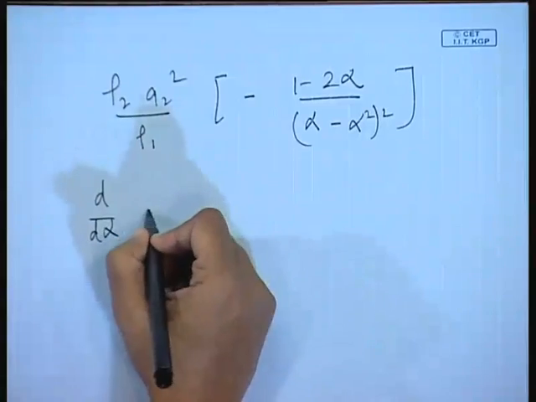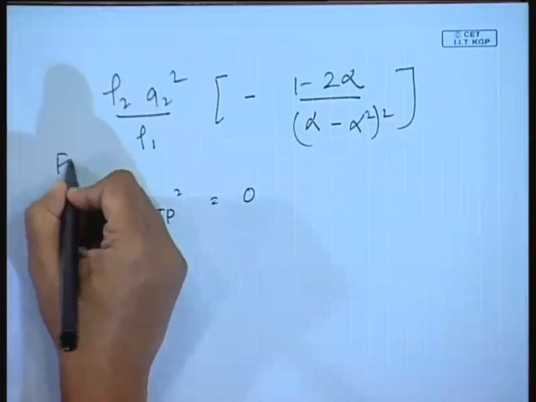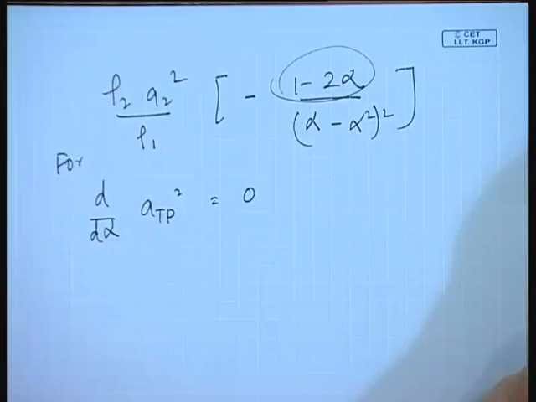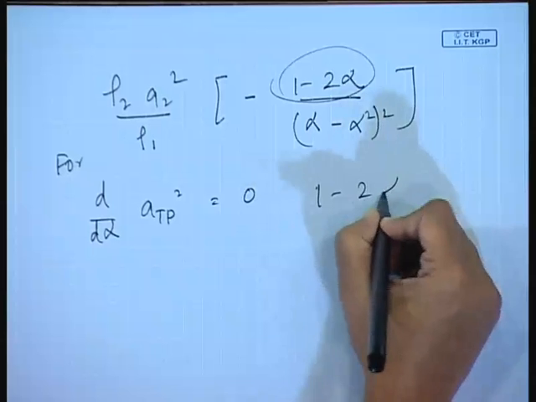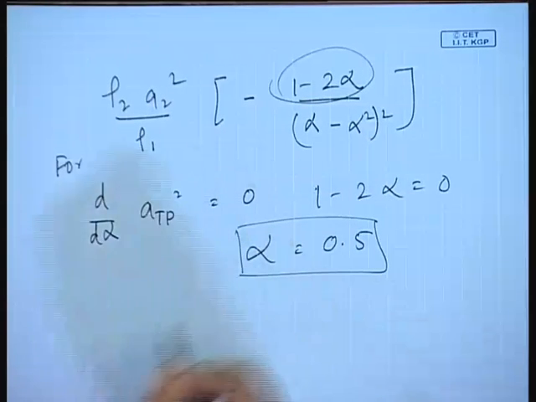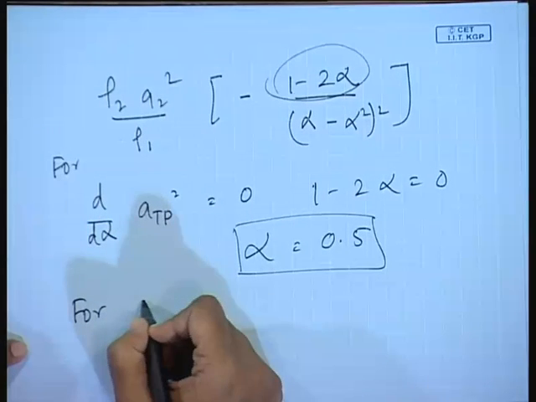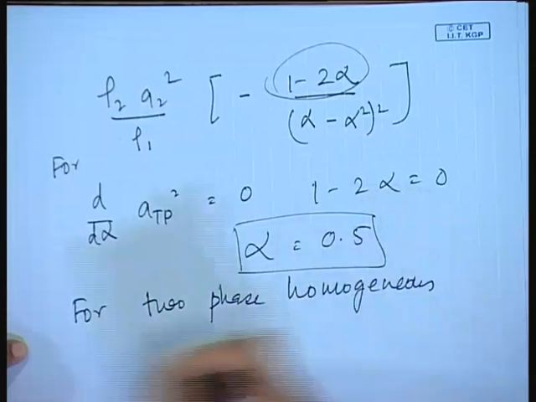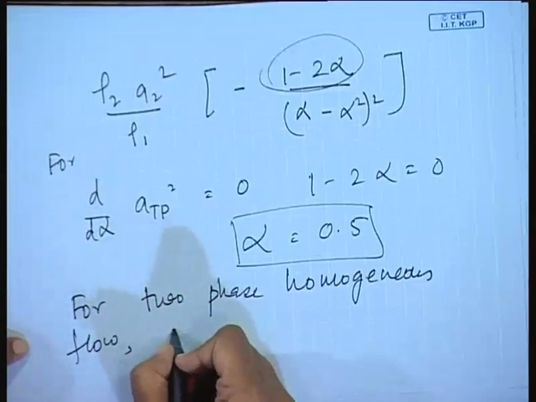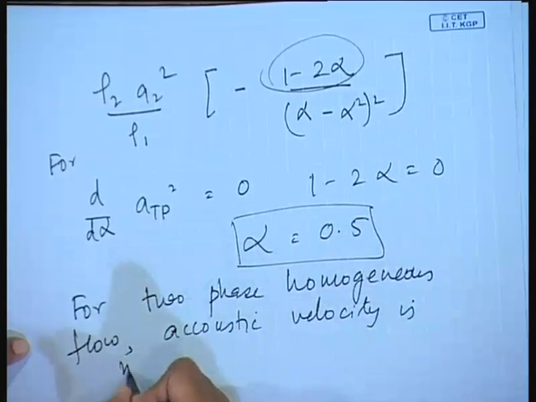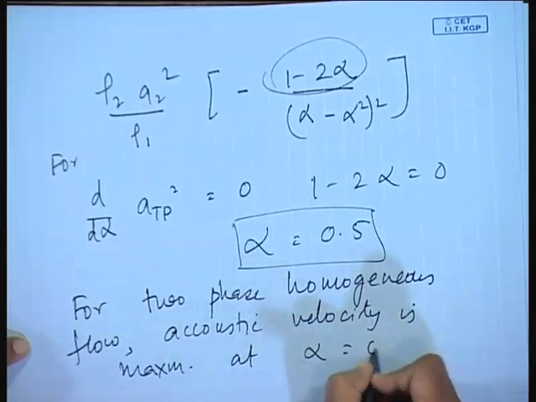So, therefore, if I have d d alpha of ATP square equal to 0, for this particular case, what do I need? This can be equal to 0 only when this term equals 0. Agreed? Or in other words, 1 minus 2 alpha equals 0. And what does it give you? Alpha equals 0.5. So, from this, what do we get? We find out that for two-phase homogeneous flow, acoustic velocity is maximum at alpha equals 0.5.